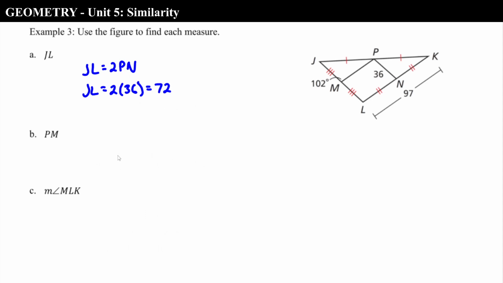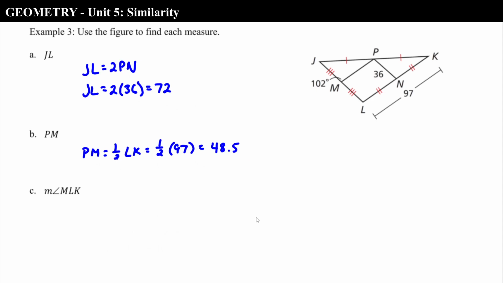PM is right here, and it's parallel to LK. So we know that PM is going to be equal to half of LK, LK being the longer of the two. Well, LK is 97, so therefore PM is 48.5.